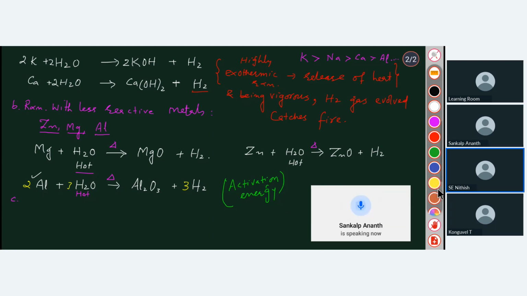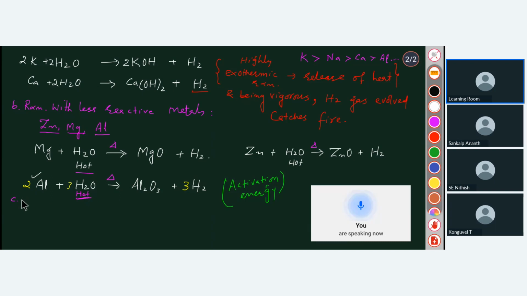Getting? Yes, sir. Okay, now let's see. There are also some metals which neither react with cold water nor with hot water. What are the properties of these? Less reactive metals. Simply remember that if metals are highly reactive, they will react at low temperature, that means with cold water. Similarly, if there are less reactive metals, they will react with hot water. You only had to remember this.